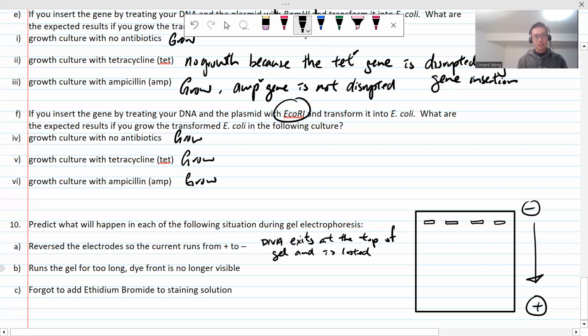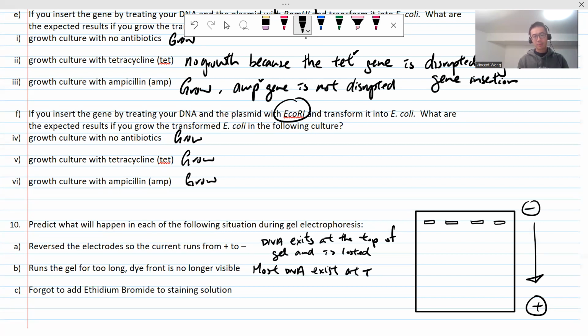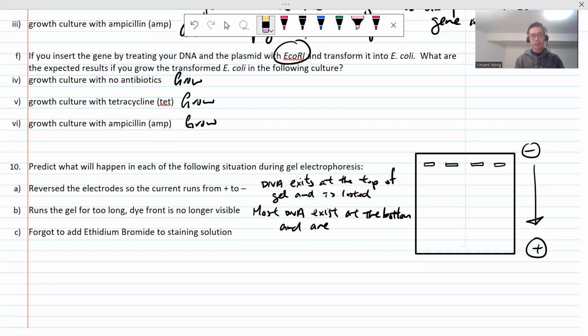Most DNA exits at the bottom and is lost. Okay, it's gone. Remember, when given sufficient time, even the long ones will be able to make it through. It's completely gone.